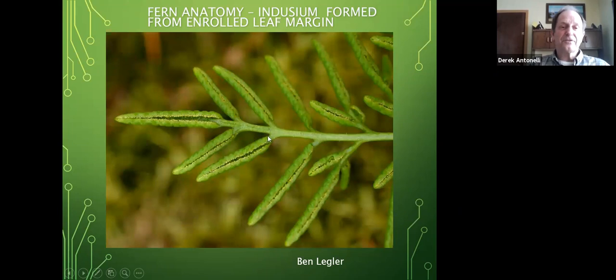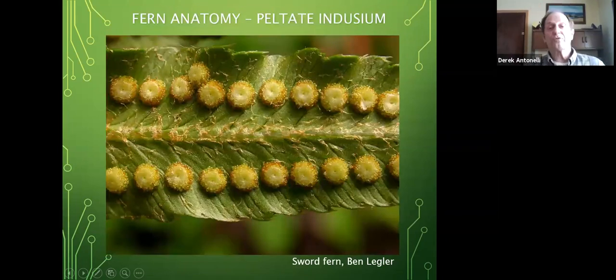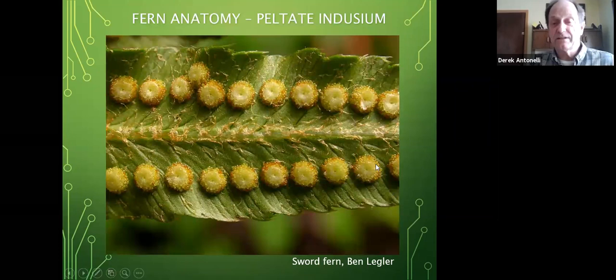This is another fern that's got one of the dimorphic leaves. And so these leaves, again, the leaf margins are curled under and sporangia are formed inside these. And then this being the sword fern, it's got these sori all lined up in a nice straight row, except for this guy. I don't know what's wrong with him.